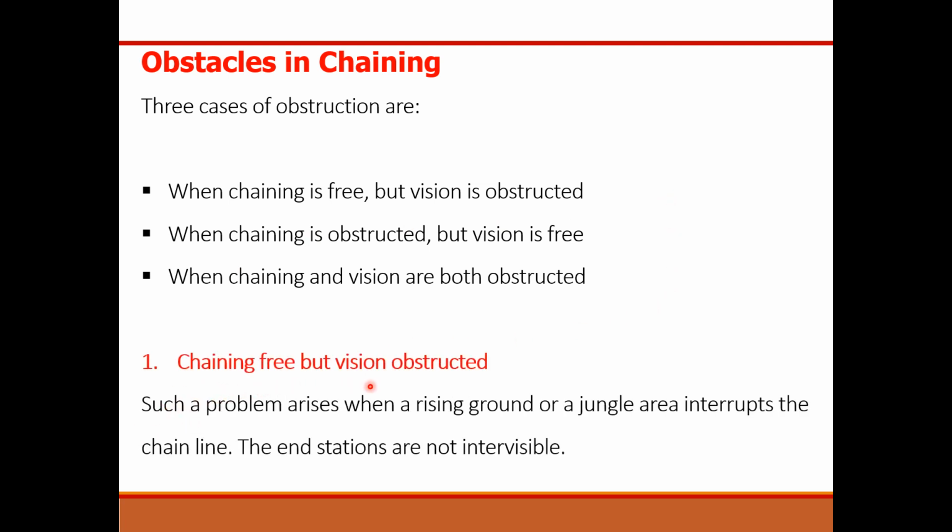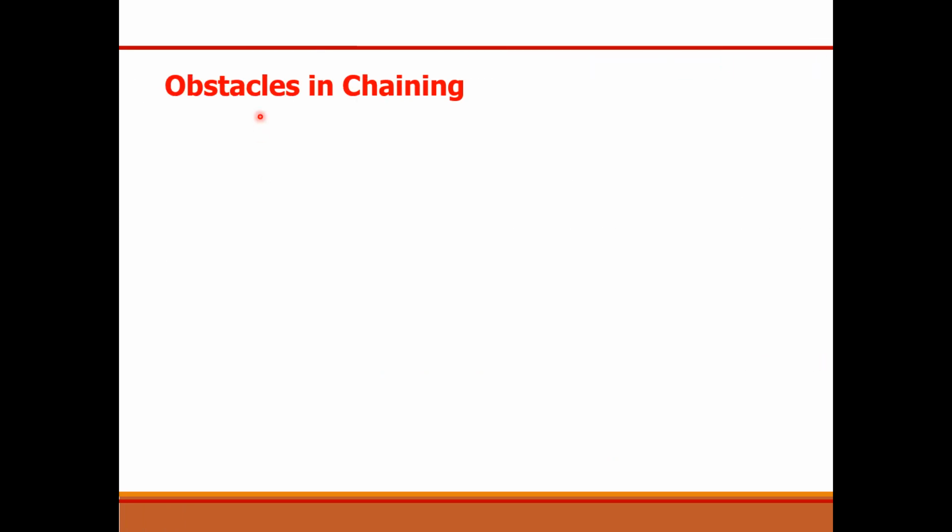So the first case is chaining free but vision obstructed. This kind of problem may arise when a rising ground or a jungle area interrupts the chain line. The end stations are not intervisible. This is the case. The survey line AB was to be measured, but a jungle is like an obstacle between the two stations.